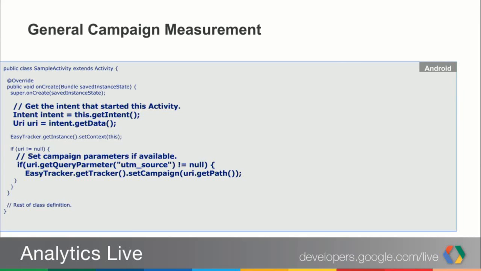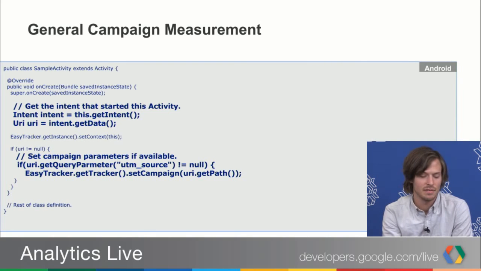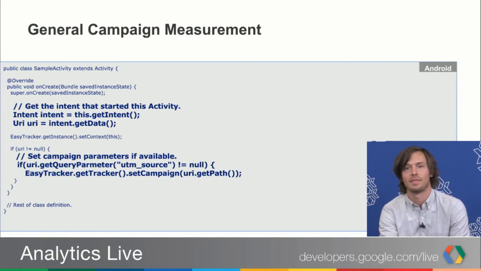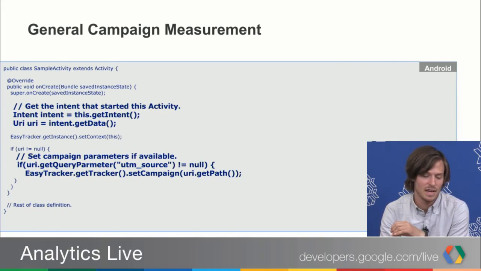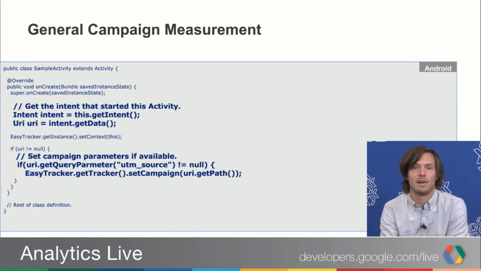So this example is just a really quick demonstration of how you could do this in a sample activity. So basically, you just get the intent that started the activity. You get the URI from the intent. And then you can just check to see, again, UTM source is the only required parameter. So you could just check to see if UTM source is present in that URI or not. And if it is present, you can assume that there's valid campaign information there. So you can just get your tracker. Here I use Easy Tracker, the getTracker method of Easy Tracker, but if you have a reference to your tracker any other way, you can do that. And then setCampaign, and then you just pass it that string of campaign parameters.